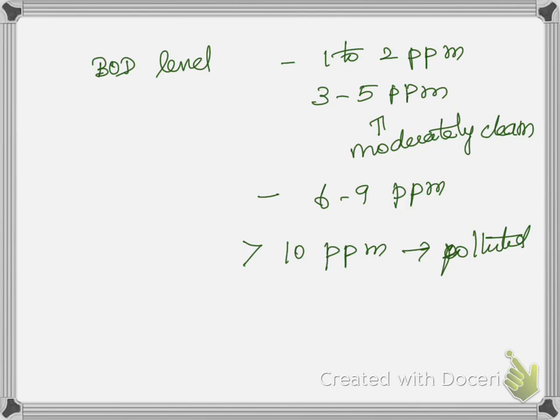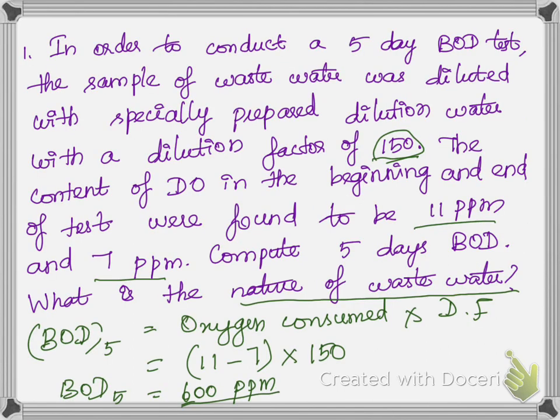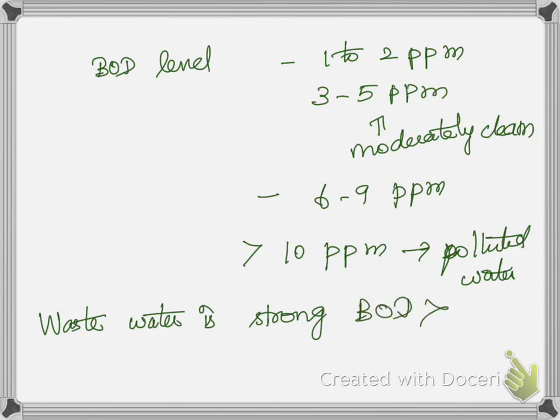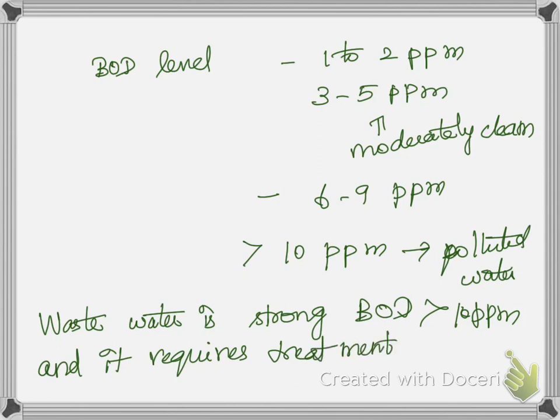In this problem you can notice that the BOD value is 600 ppm, which means the waste is going to be very strong and definitely requires treatment. So we can conclude like this. We can write: wastewater is strong since the BOD is greater than 10 ppm and it requires treatment. This is my answer. We'll move on to the next problem.